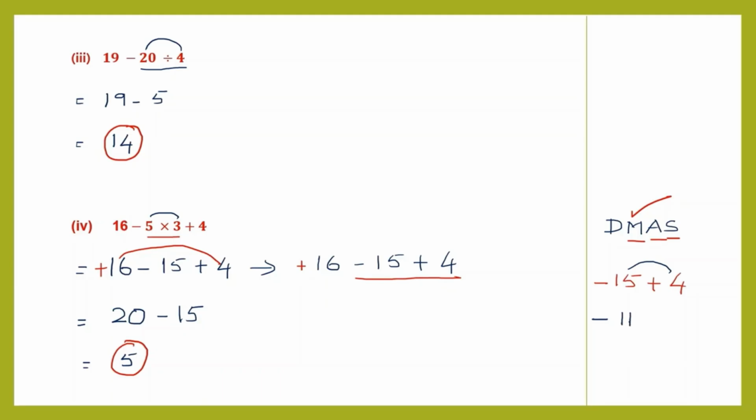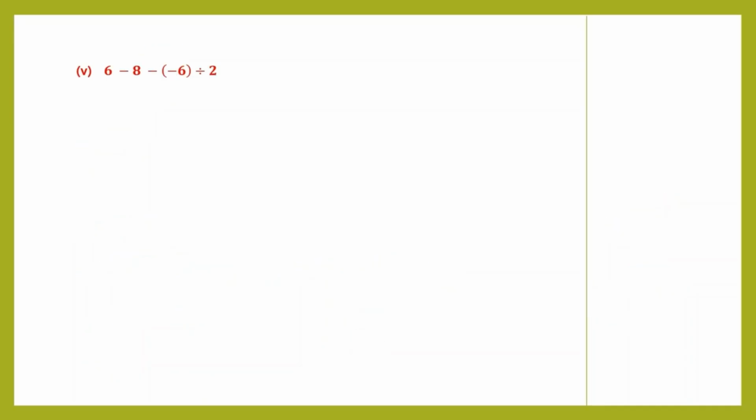So here, what do we have? We have 16 minus 11. 16 minus 11 is 5. So we've got the same answer as the previous one. So the answer here is 5. So you can use one of these methods to find your answer.